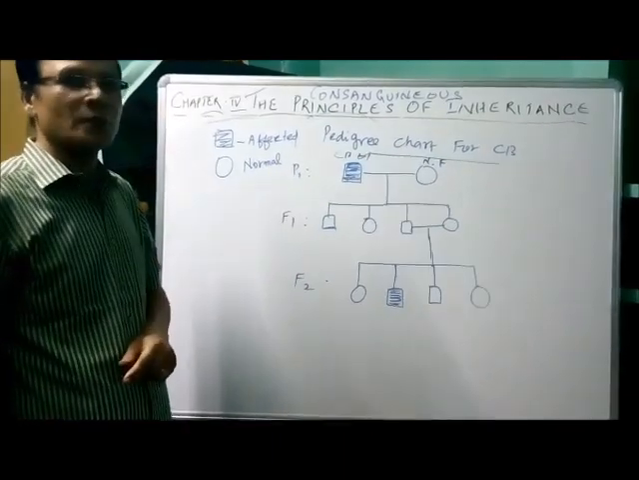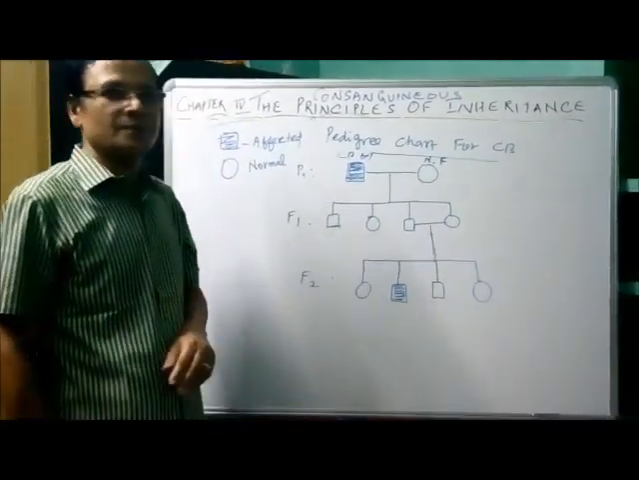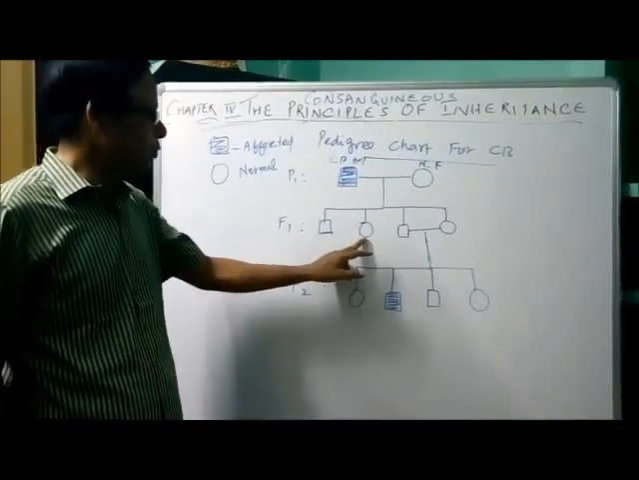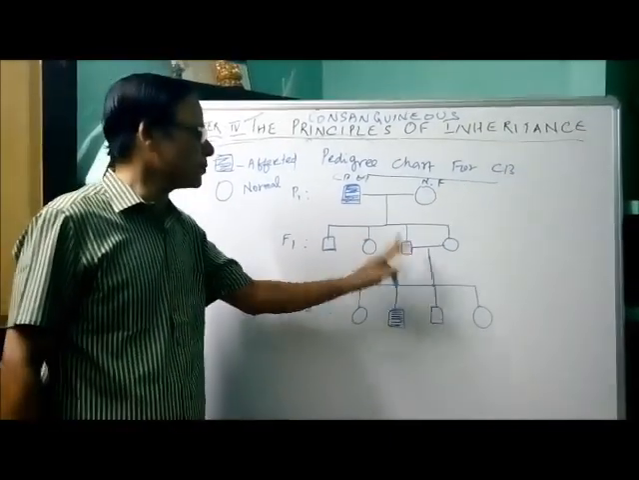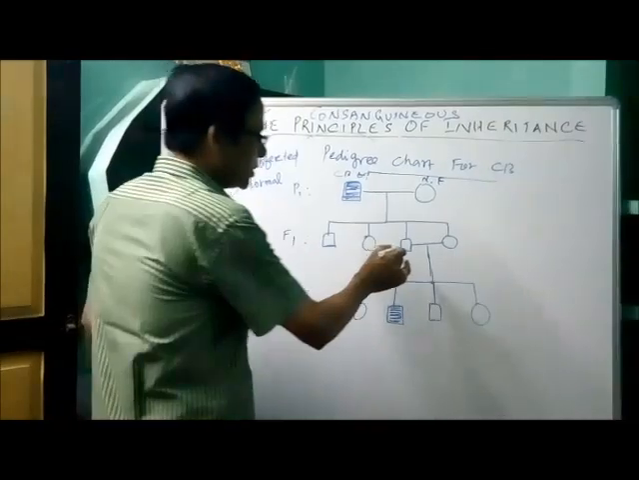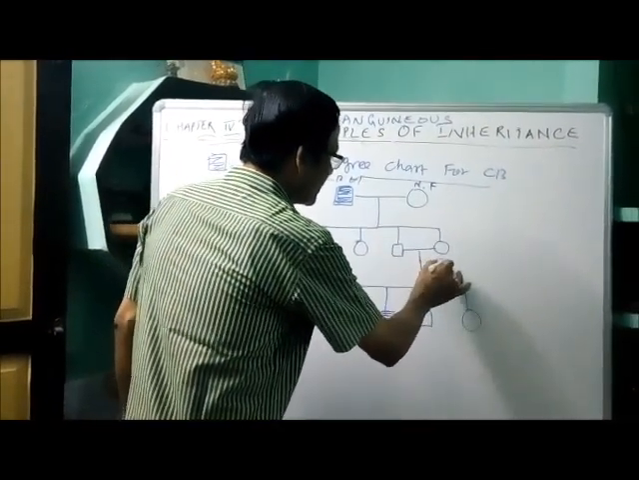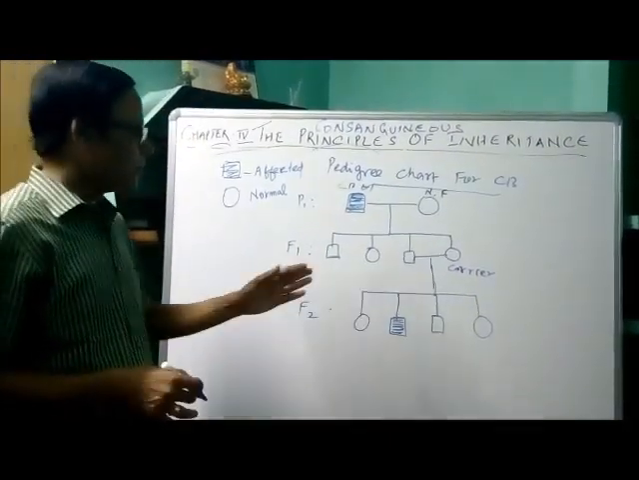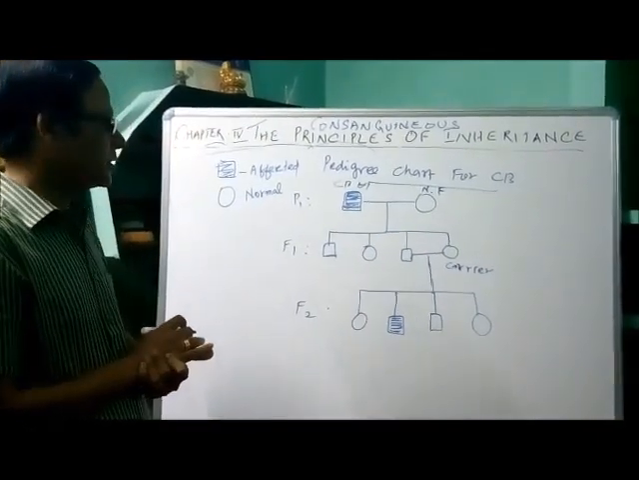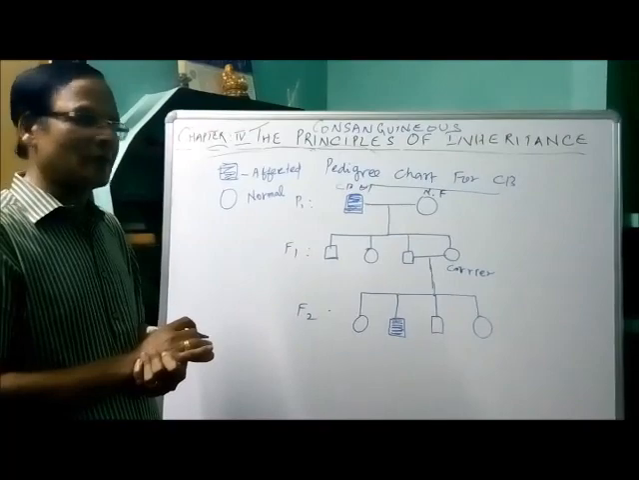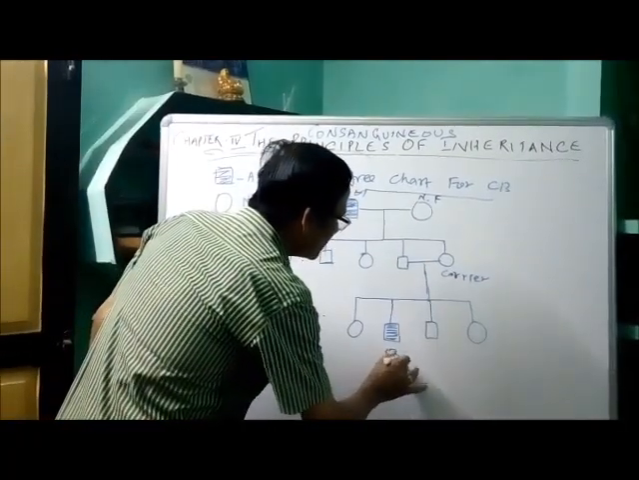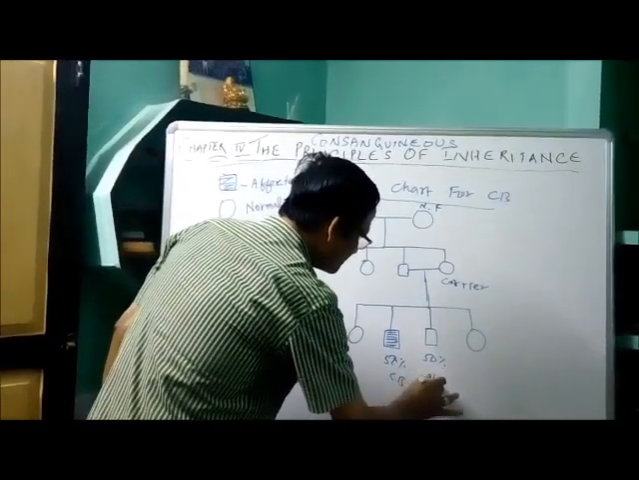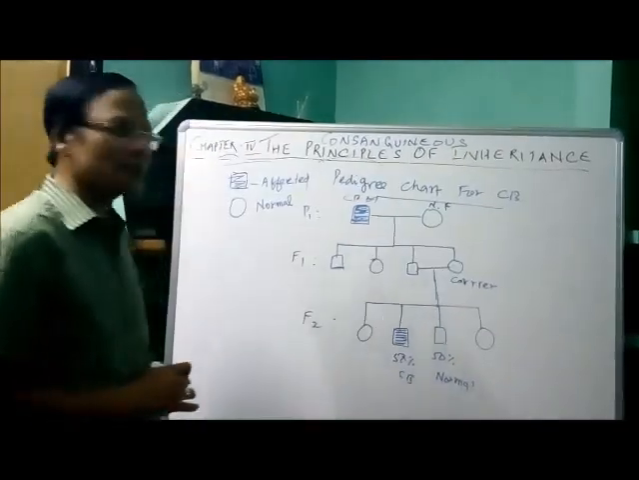This is the F1 generation, and these 2 females are carriers. The carrier symbol is not normally given in the examination. These two are carrier females and these are unaffected males. Suppose marriage occurs between a normal male and a carrier female. Recollect the past ones: if marriage occurs between a carrier female and a normal male, once the mother is a carrier, 50% of males are color blind and 50% of males are normal.